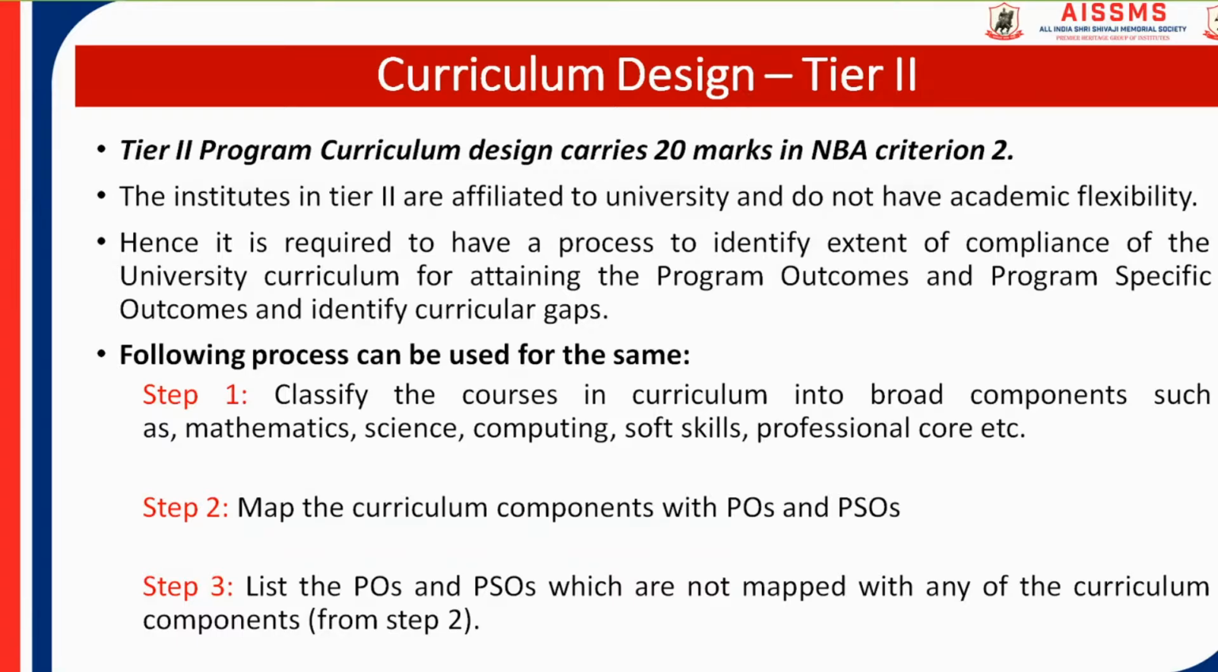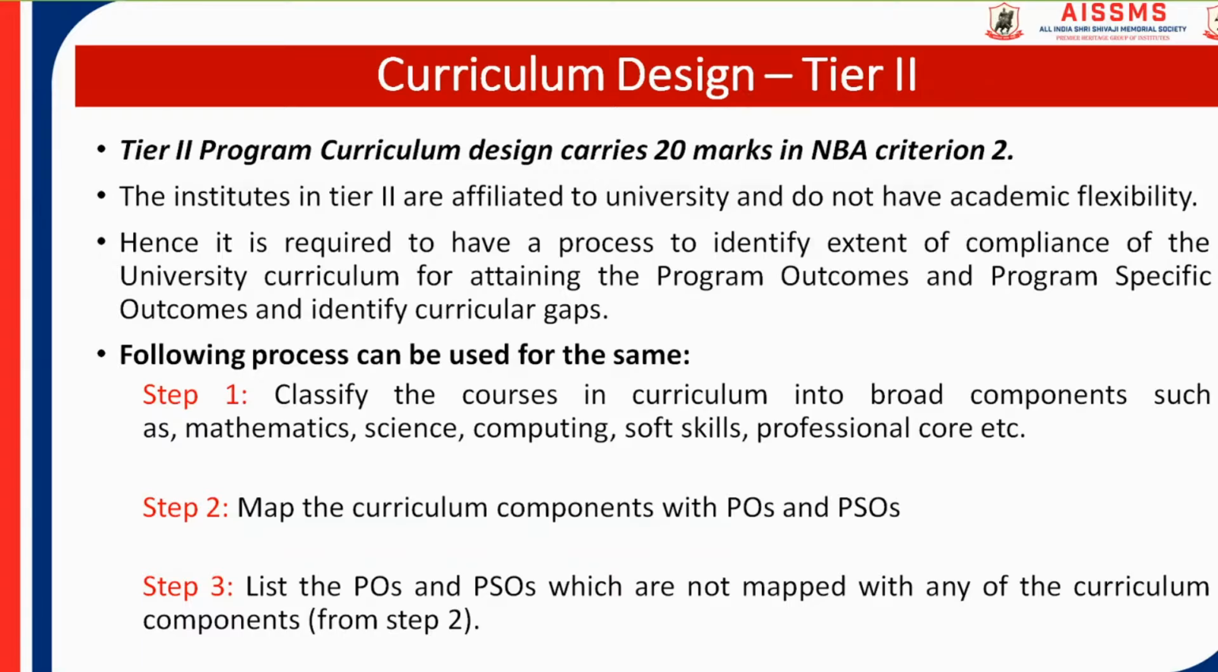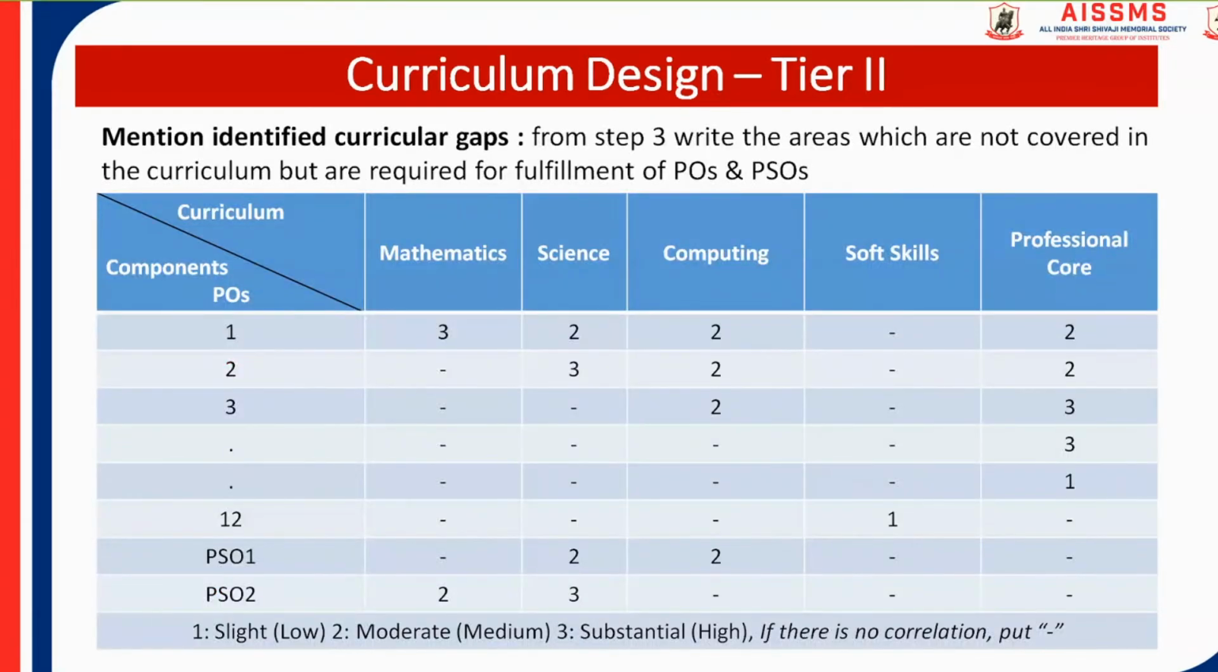Then this is just one table which we have shown. I'll just go through it. What we have shown over here is how we are going to identify the gaps. I have just taken a basic example. If you look at this table, in the first column we have the curriculum, which we have broadly divided into mathematics, science, computing, soft skills, and professional. These are just examples. You can have other subjects also. And then we have taken the components of the program outcomes or the graduate attributes and the program specific objectives, right? And then we have mapped.